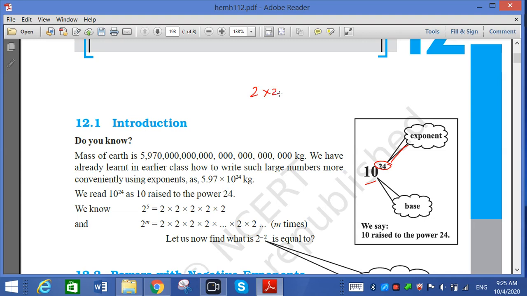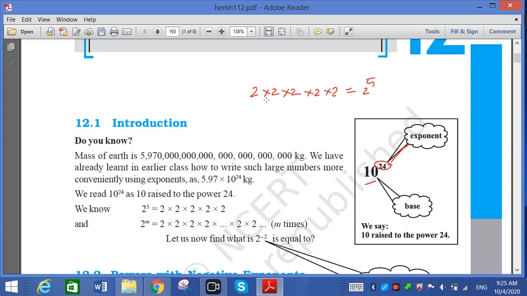If I express 2 into 2 into 2 into 2 into 2, then count: 1, 2, 3, 4 and 5. So I have to write 2 to the power 5. So 5 is called the exponent and 2 is called the base. You already have this concept from the 7th standard.